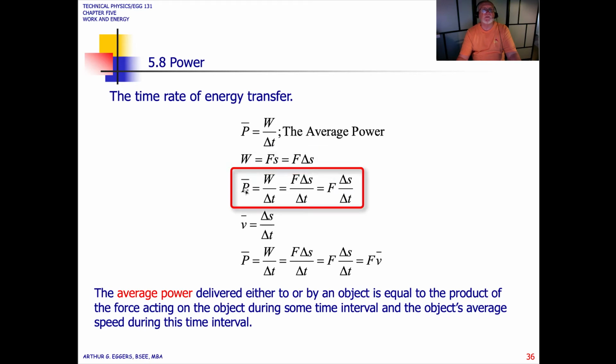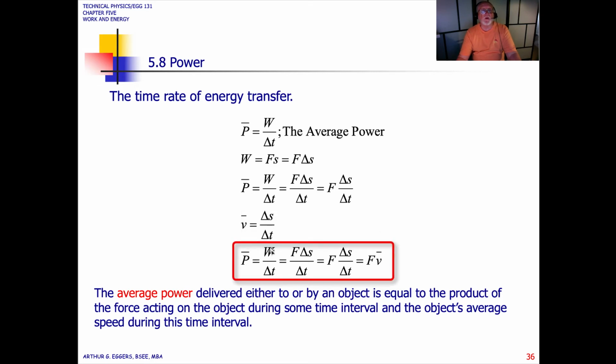So the average power is equal to the work divided by the change in time, or the force times the change in distance divided by the change in time. The average velocity in these terms can be defined as delta S over delta T, where before we said it was meters per second. So the average power, work divided by delta T, can be defined as force times the average velocity.